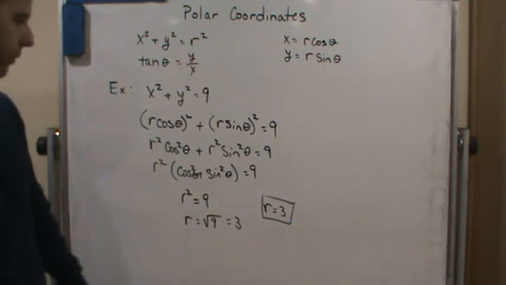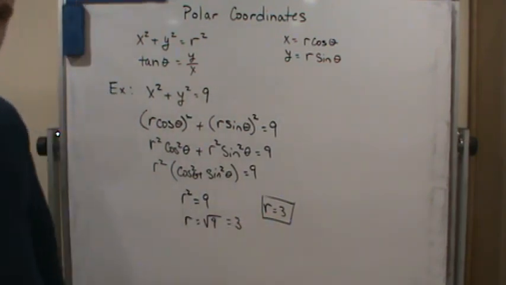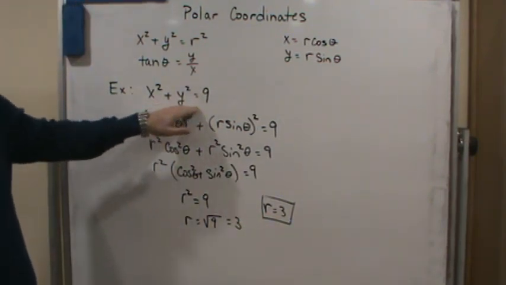Okay? So this is the polar equation that represents the same thing here in the Cartesian equation.